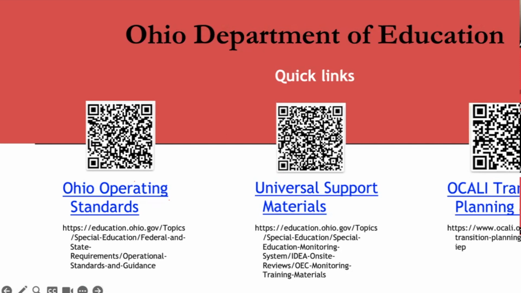On this next screen, I have a few QR codes and hyperlinks that are from the Ohio Department of Education and also Ocali. The Ohio Operating Standards, for those of you that don't know, hopefully you all know, but for those of you that don't know, the operating standards were updated. The new standards went into effect on July 1. They have not released the official standards book that we're all used to. Hopefully that'll be coming soon.